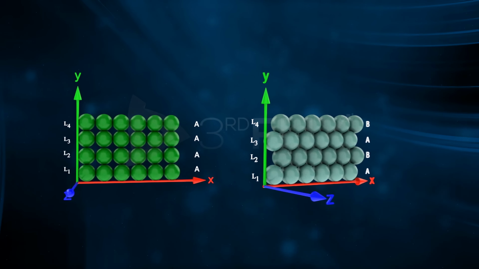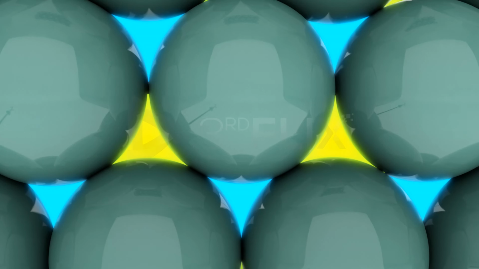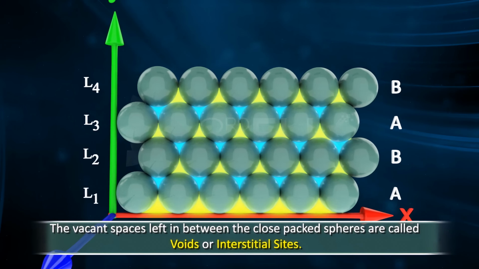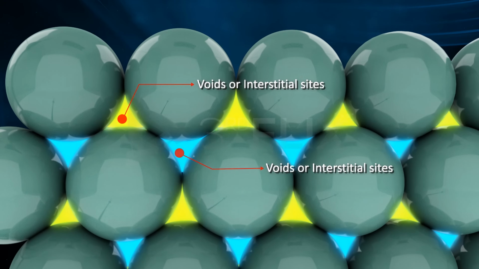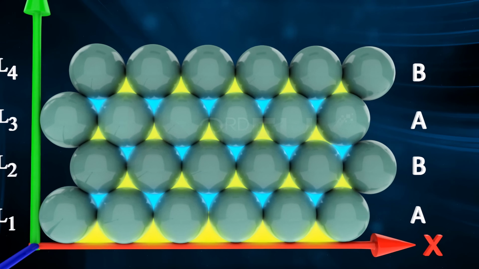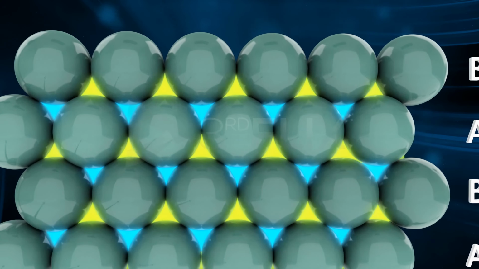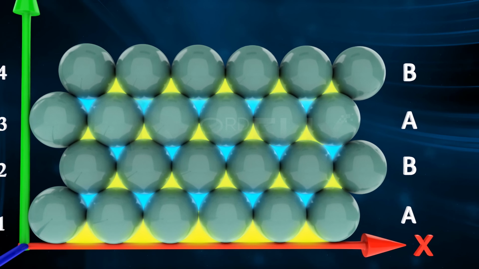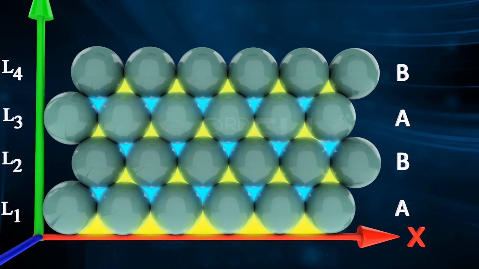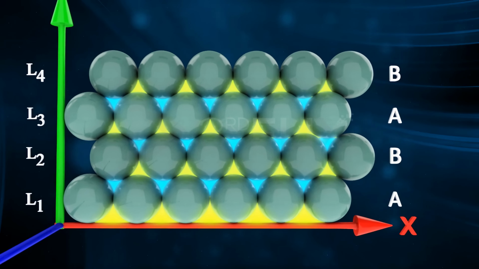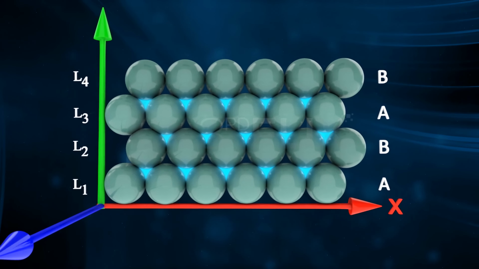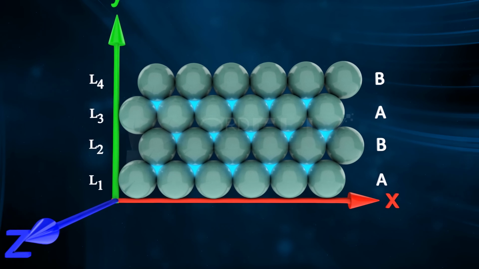In these arrangements, observe that some spaces are left vacant in between the close-packed spheres. These vacant spaces are called voids, or interstitial sites. These empty spaces can be observed as curved triangular spaces. When observed closely, we notice that these spaces are of 2 types. There are spaces in which the apex of the triangular spaces is pointing downwards. These are marked as B. And there are spaces in which the apex of the triangular spaces is pointing upwards. These spaces are marked as C.